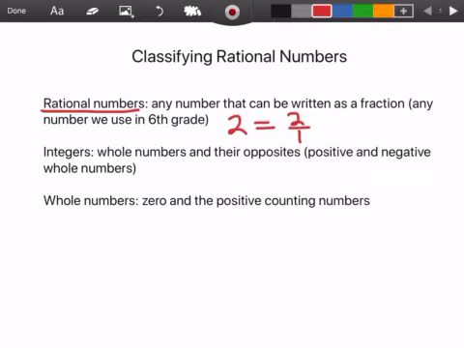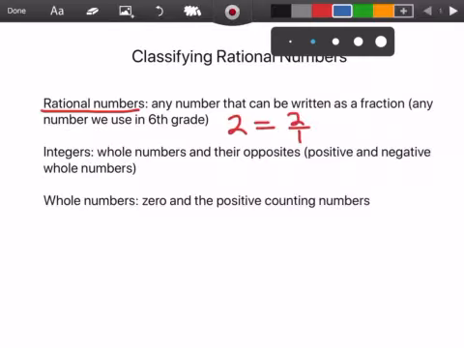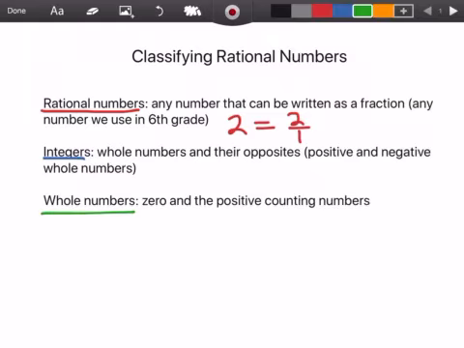Decimals can be written as fractions as well. So rational numbers are basically any number that you can think of that you know about in 6th grade. All right, integers are the whole numbers and their opposites. So it's our positive and negative whole numbers. Okay, and lastly, whole numbers are 0 and the positive counting numbers, which are 0, 1, 2, 3, 4, 5, 6, 7, 8, 9, 10, and so on.